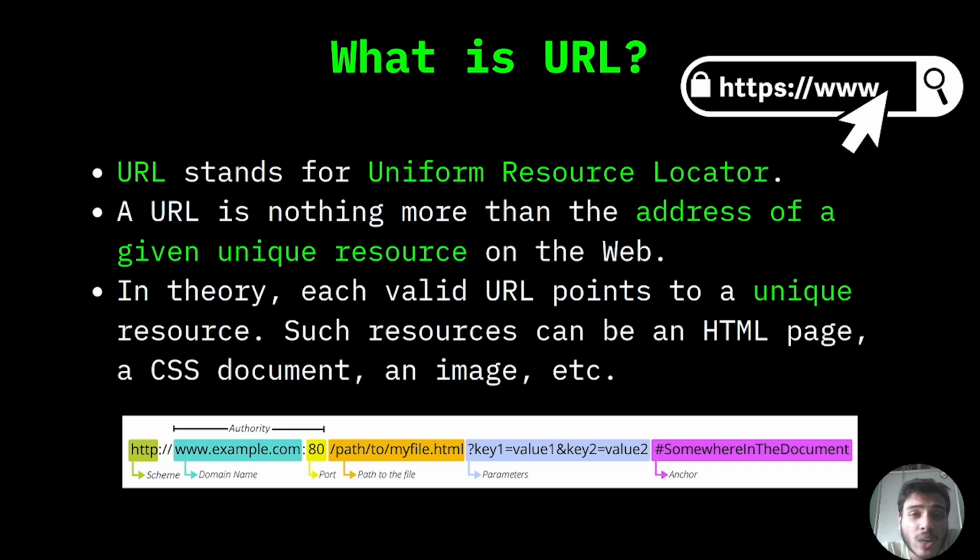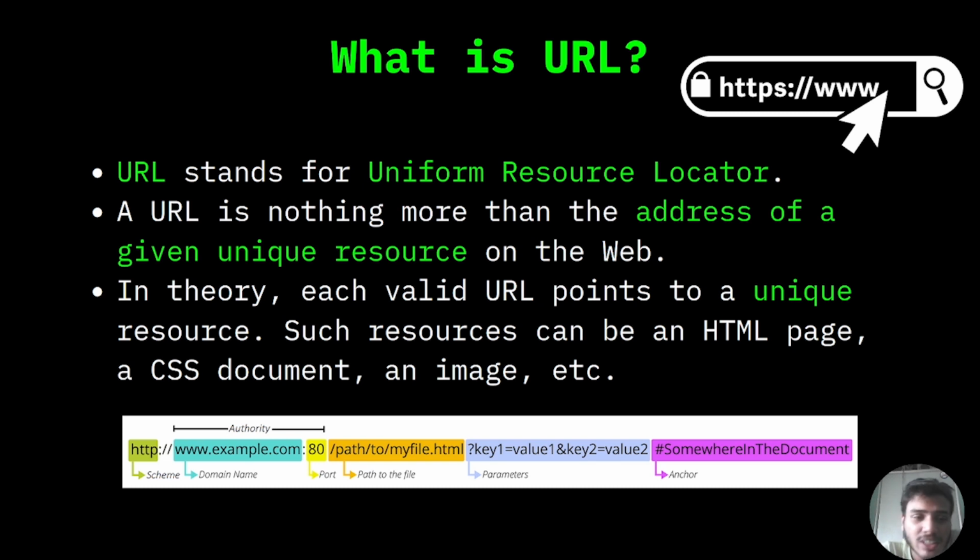Now let us come to what a URL is. Now URL, as you know, stands for Uniform Resource Locator. A URL is nothing more than the address of a given unique resource on the web actually. In theory, it points to a unique resource such as an HTML page, a CSS document, an image. So basically that is it.